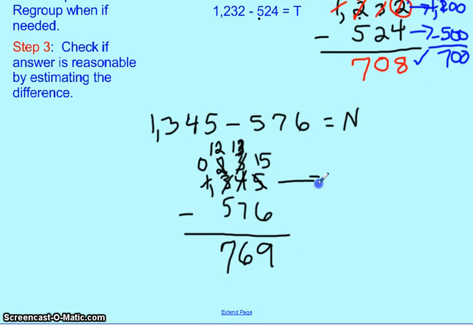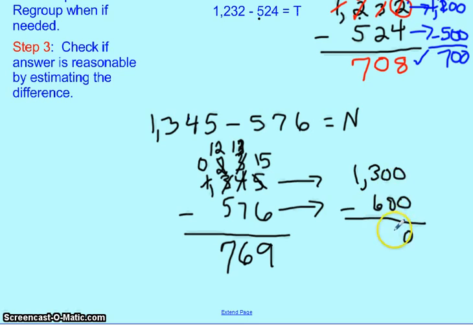Let's do an estimate real quick for this, because estimating should be quick. My smallest number here, 576, goes to the hundreds. So I'm going to round both these numbers to the hundreds to get a more accurate estimate. So 1,345, rounded to the nearest hundred, would be 1,300. And then 576 rounded to the nearest hundred would be 600. Now subtract these. 0 minus 0, 0, 0 minus 0, 0. And 13 minus 6 is 7. So my estimate is about 700, and my answer is very close to 700. So 769 is a reasonable answer.